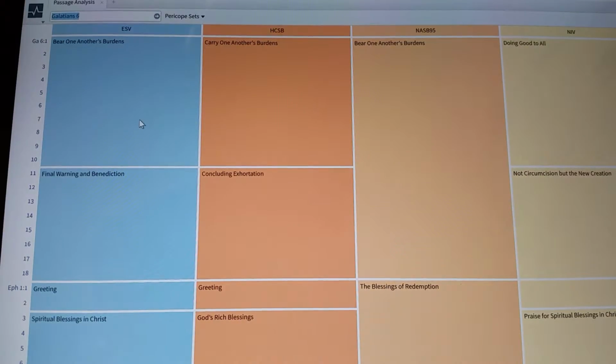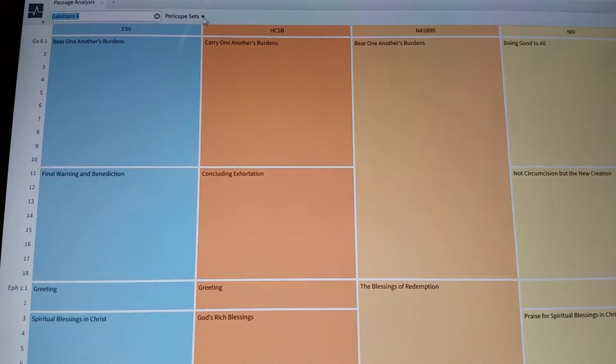The four versions that I have up are the ESV, the Holman Christian, the NASB, and the NIV. And so here in Galatians chapter 6, you can see three of the four have a break right after verse 10. The NAS has the chapter as a whole as one unified pericope, but again, the others have a break right there, kind of halfway through the middle. So that's helpful to see the two different perspectives or views on that text.